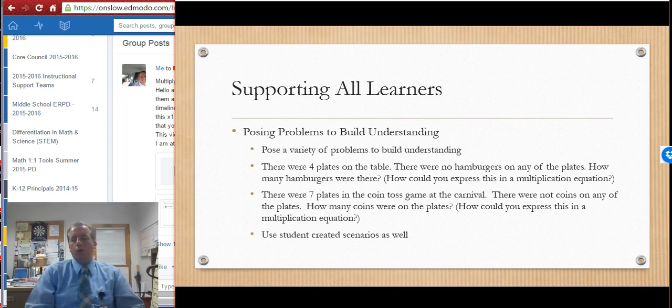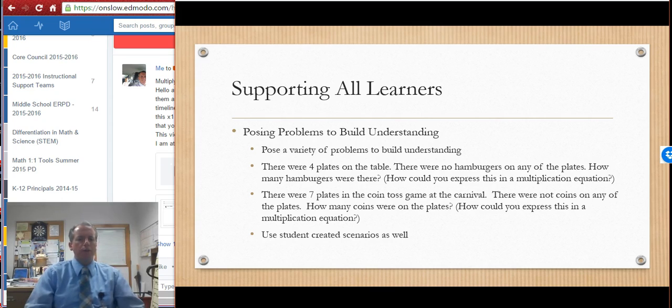As we work through these, we know that we can't just do one example. We can't just do one tie to a literature piece and expect kids to have now grasped onto this conceptually. So another strategy is to just build a number of problem scenarios, and kids can definitely build these. So a variety of problems, looking at things like, okay, there are 4 plates on the table, there are no hamburgers on any of the plates. How many hamburgers would there be on those 4 plates?